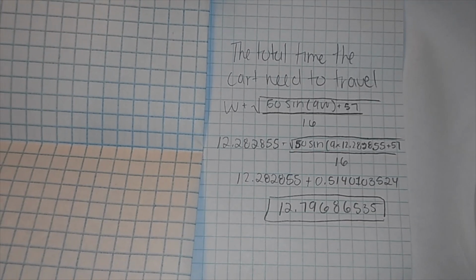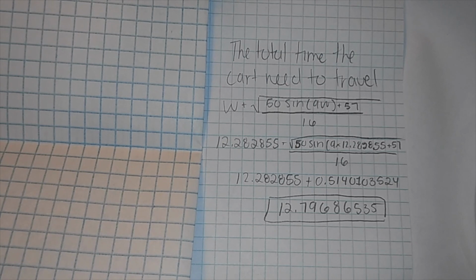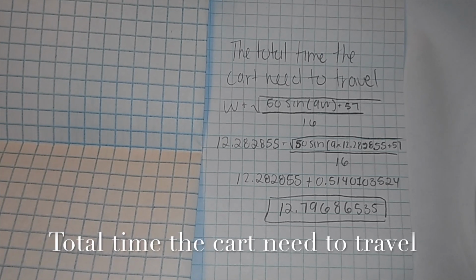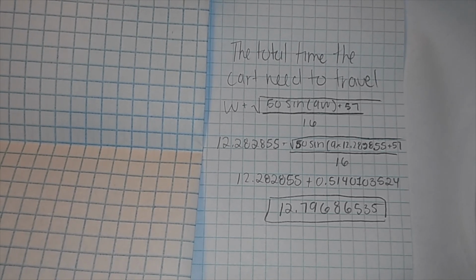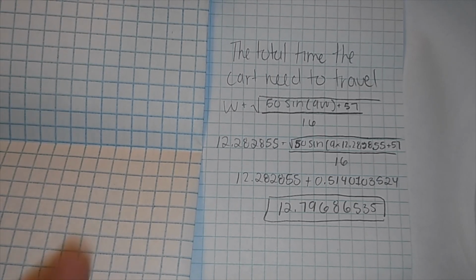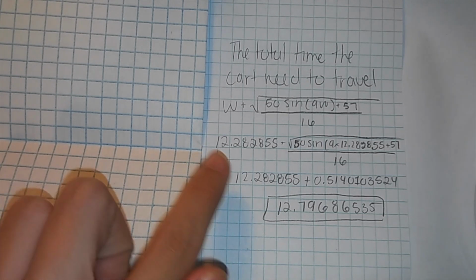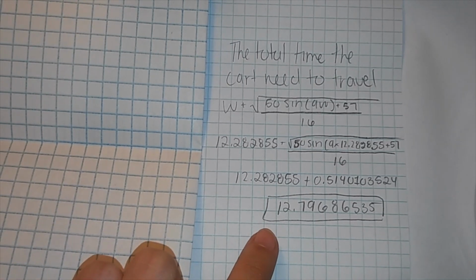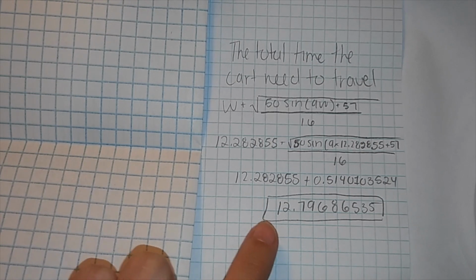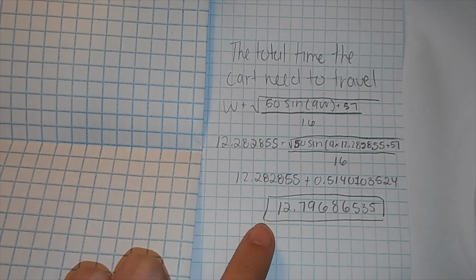In order to find the total time the cart needs to travel, we put together the seconds after the diver is released and the equation giving us the time the diver is falling. After plugging in how many seconds after the 3 o'clock position he is released, we're able to find the total time the cart needs to travel, which is 12.79 seconds.